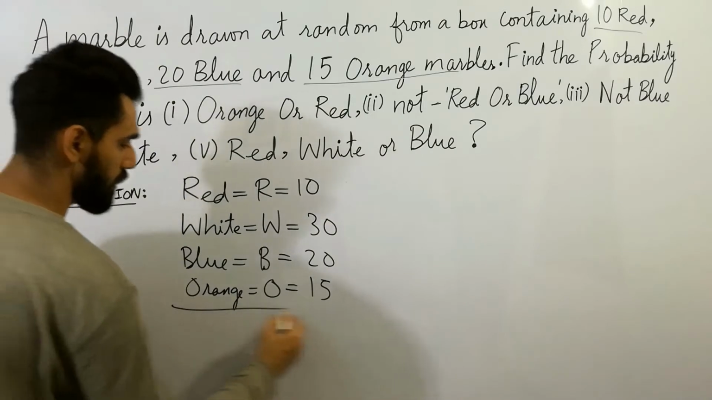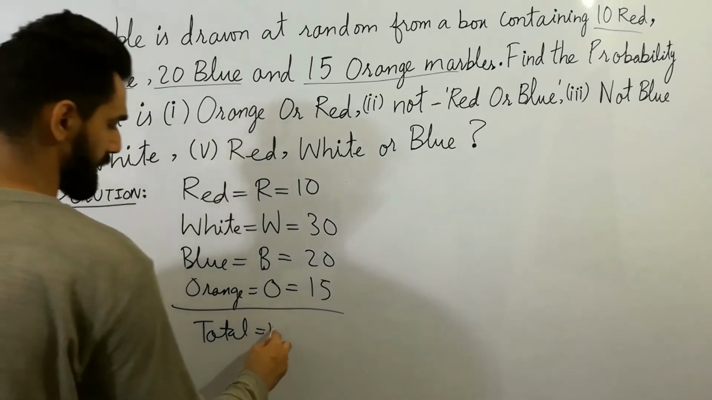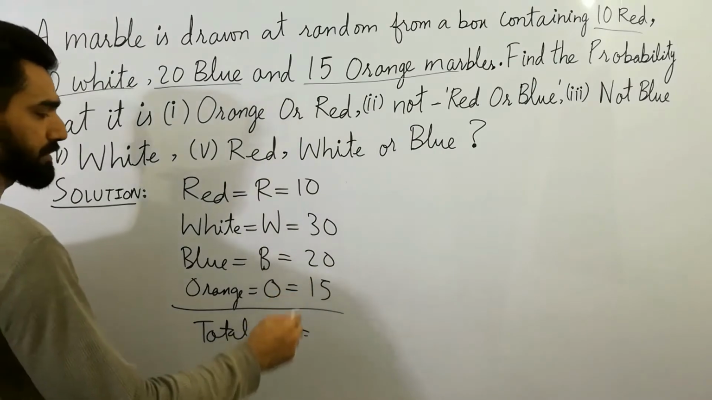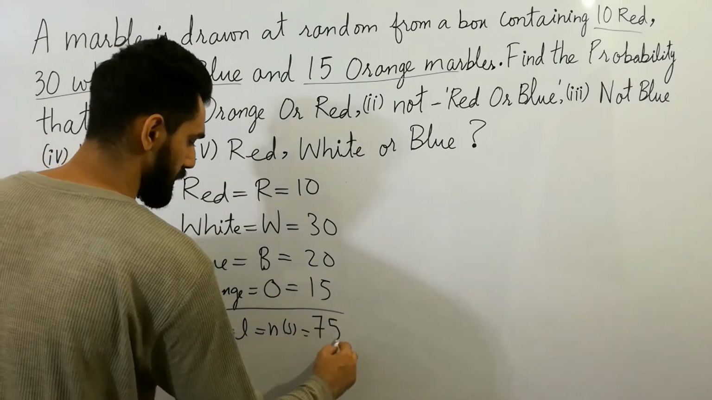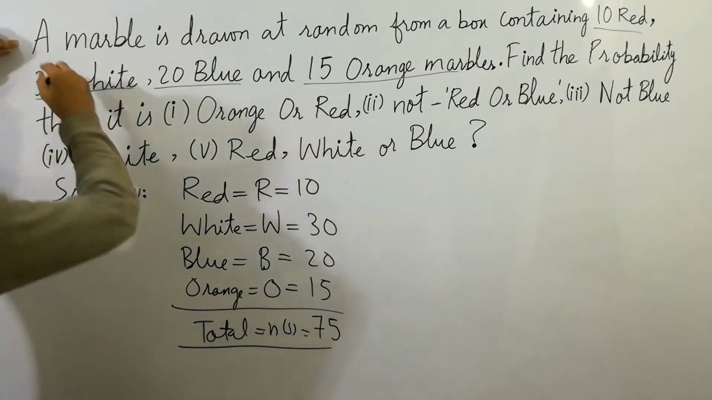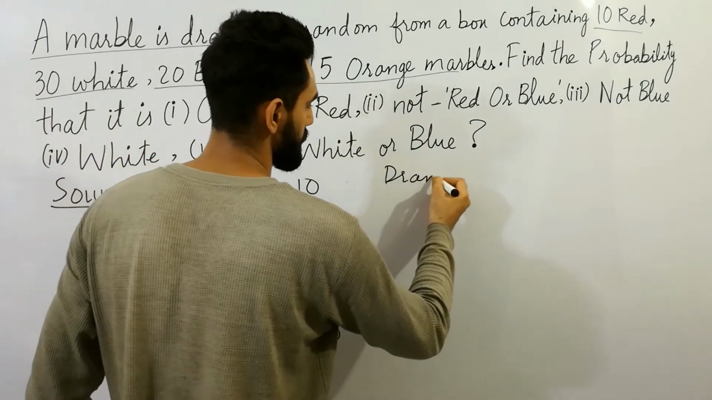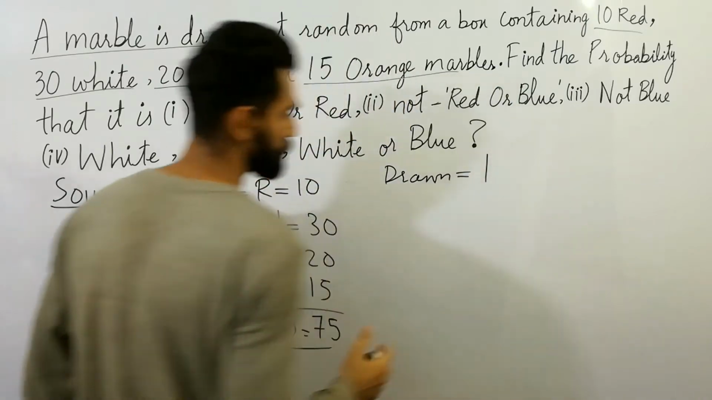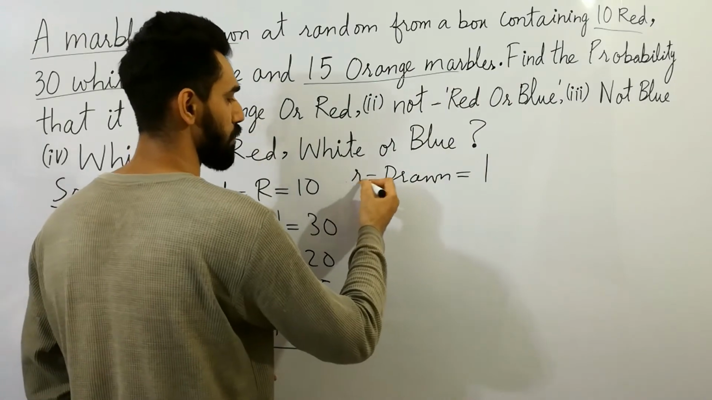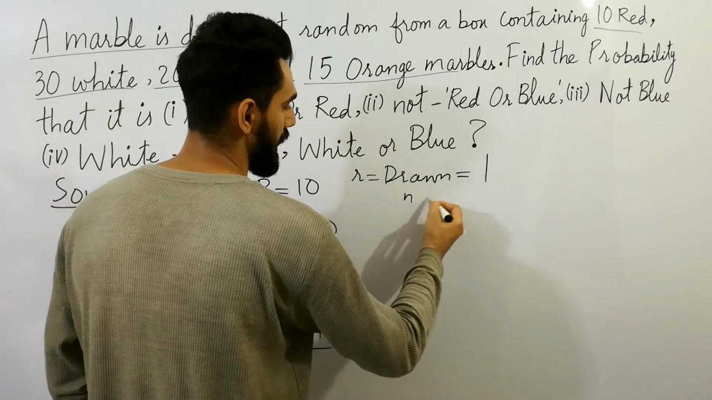So you can take the total, and we will get the total sample space. Total sample space is equal to 10 plus 30 plus 20 plus 15, which gives 75. So here the total sample space is 75. Next, one marble is drawn, so the number drawn is r equal to 1, and total sample space is equal to nCr.